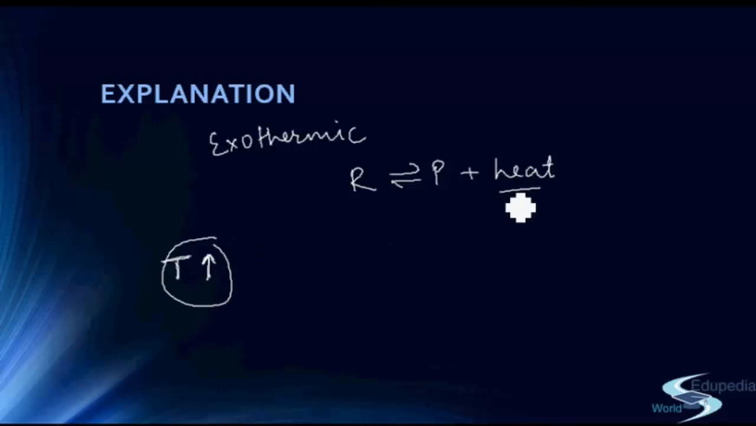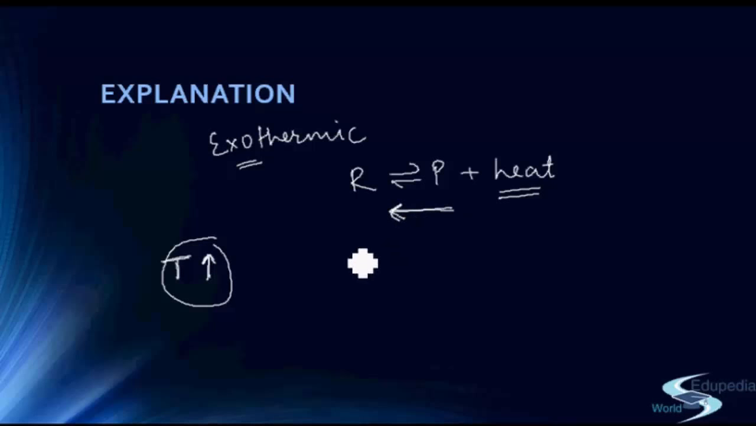By absorbing heat. If there is heat being released, how is that heat going to affect the system? It will increase the temperature of the system. So to decrease the temperature, it will absorb heat. Hence, increasing temperature for an exothermic reaction shifts it in the backward direction.